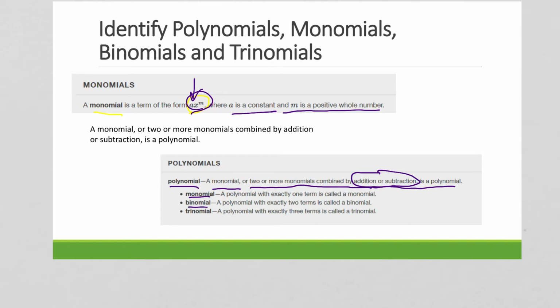Binomial is exactly two terms, and that means separated by an addition or a subtraction sign. A trinomial has exactly three terms. Again, each monomial is separated by an addition or subtraction sign. And then anything beyond trinomial, we don't use the word quadnomial or anything like that. We just call them polynomials. And polynomials, poly, it means many.